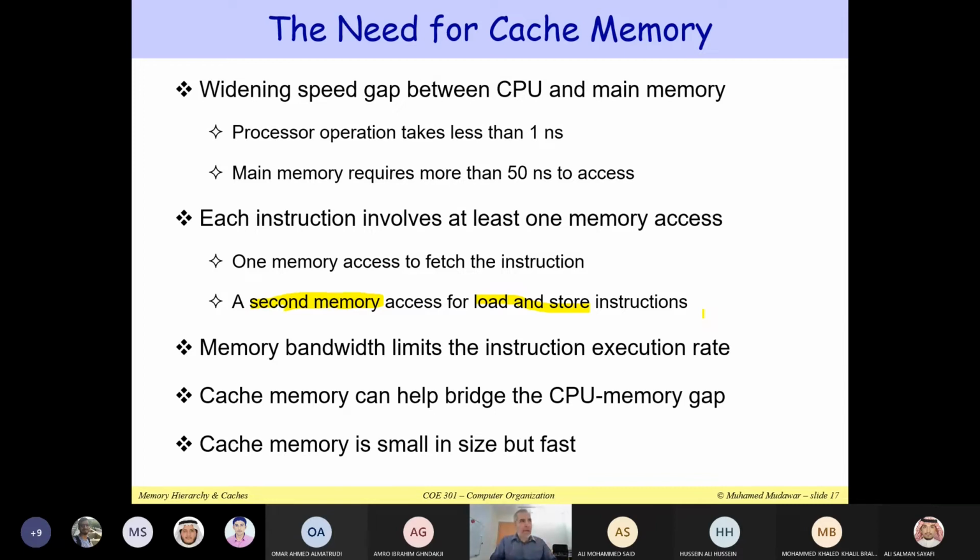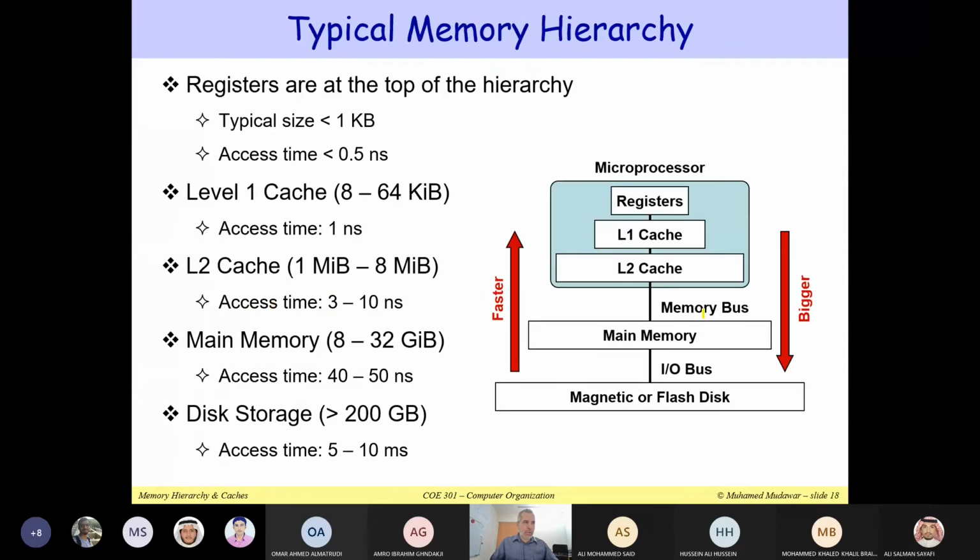If memory is slow, then this is going to slow down the operation of the CPU. So for this reason, we have cache memory today. The cache memory is a small memory in size, but it's much faster than the DRAM, the main memory, and it can help to bridge the gap between the CPU and the memory. That's the meaning of the cache memory. So today I would like to go into the details of the cache memory.